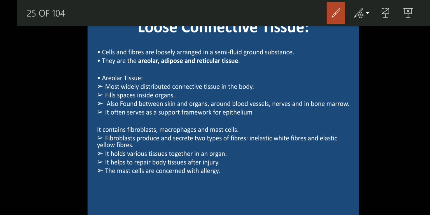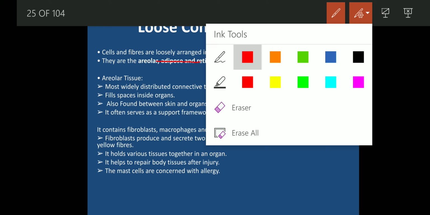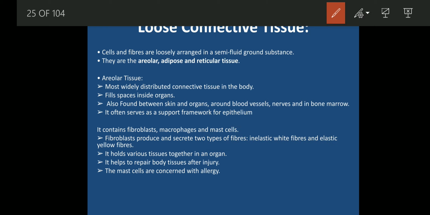When we say loose connective tissue, the name itself suggests it. I have already told you the main parts of the tissues are three things: the matrix, the cells and the fibers. So here the cells and fibers are loosely arranged. It does not have very little space between them. It will not be tightly packed. It means they will have high space between them, arranged in a semi-fluid ground substance, that is the matrix. They are areolar, adipose and reticular tissues.